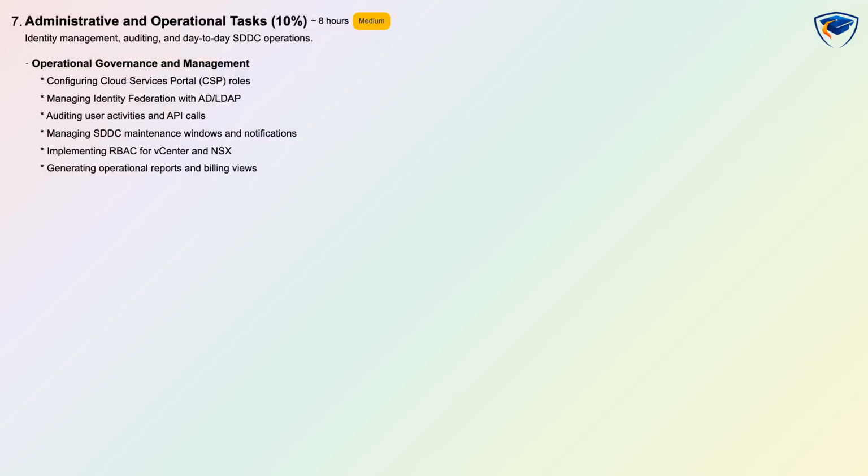Administrative and operational tasks is 10%, rated medium, with around 8 hours of study and both hands-on and conceptual assessment elements. You will master operational governance, including configuring cloud services portal roles, managing identity federation with Active Directory or LDAP, auditing user activity and API calls, and scheduling SDDC maintenance windows and notifications. The domain also covers implementing RBAC for vCenter and NSX, generating operational reports and billing views, and day-to-day management practices to keep a provider SDDC secure and compliant.